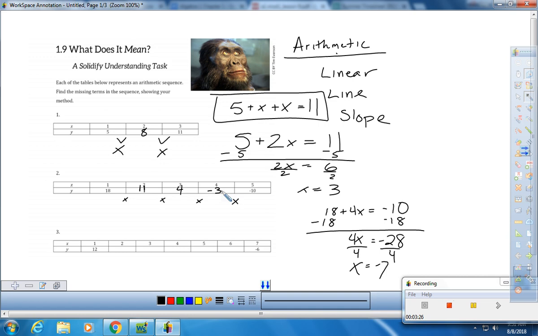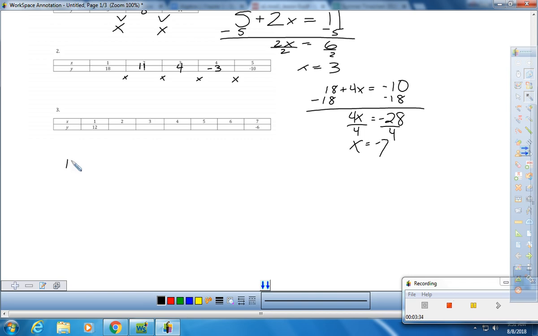Sweet. Let's do one more. So 12 plus 1, 2, 3, 4, 5, 6. Notice we have 5 open spaces. We're going to have one more x to add. Oh, I think I know what this is going to be.